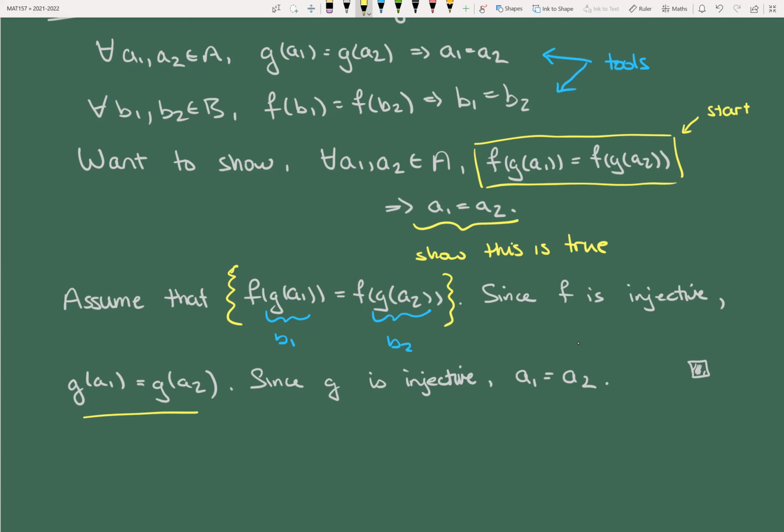So injectivity allows me to take off those layers and assume that the things inside the function are equal, right? That's what injectivity does for me. So knowing that both of these functions are injective allows me to take off both of the layers to eventually get that the arguments inside are equal.